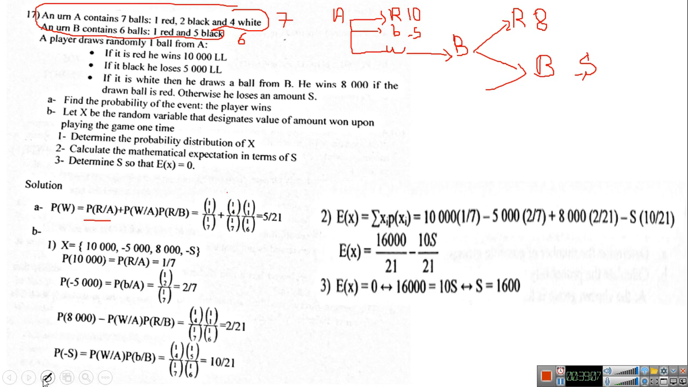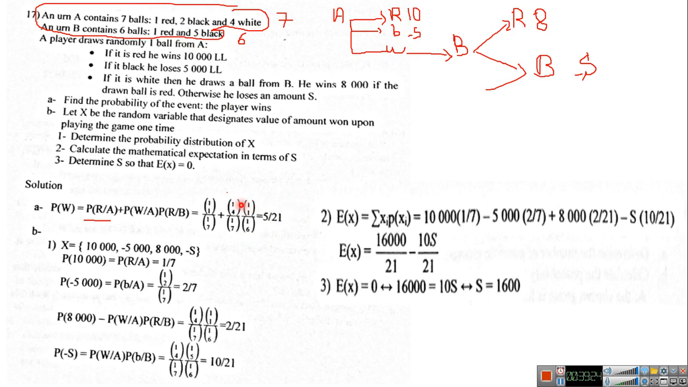As you can see, let me put the laser to see. 1 out of 4 over 1 out of 7. We have 7 in urn A. Then he goes to B. He's going to get a red. How many red in B? We have 1 out of 1 over 1 out of 6. So which is 5 over 21.